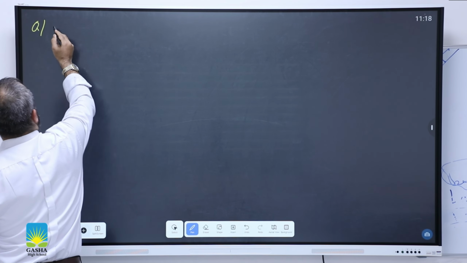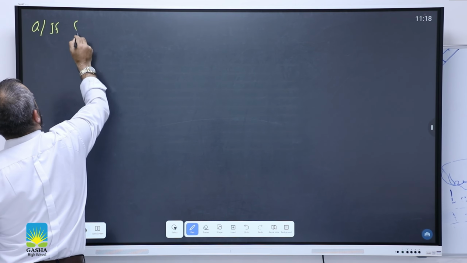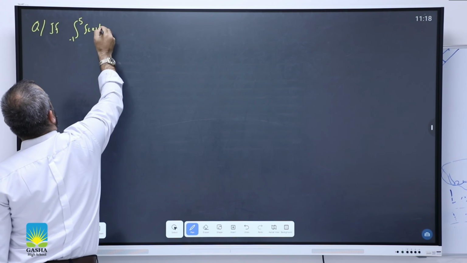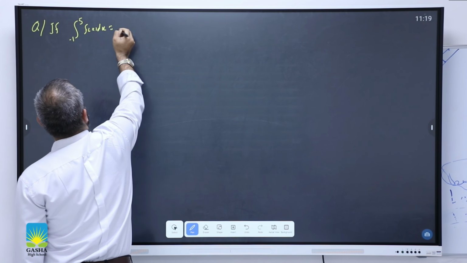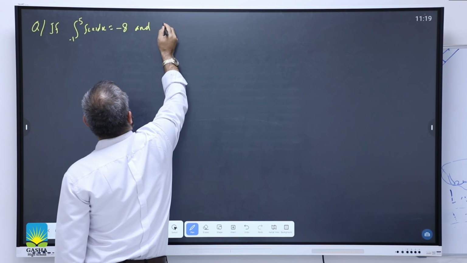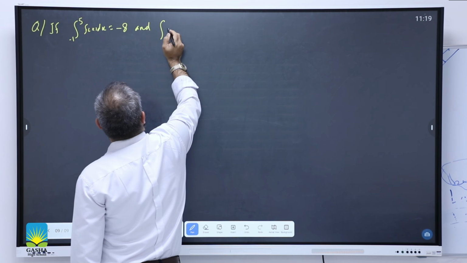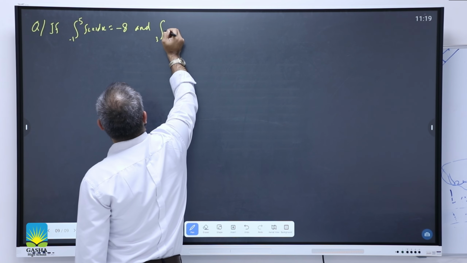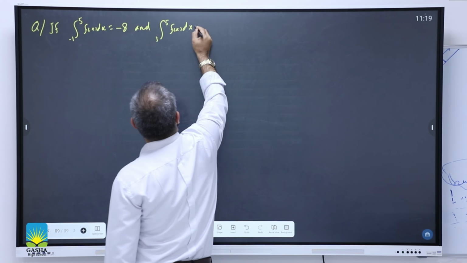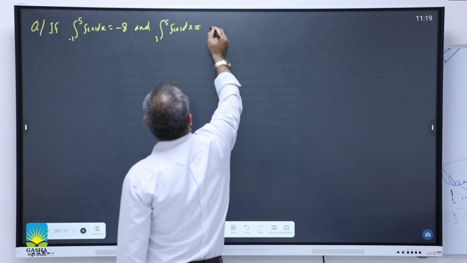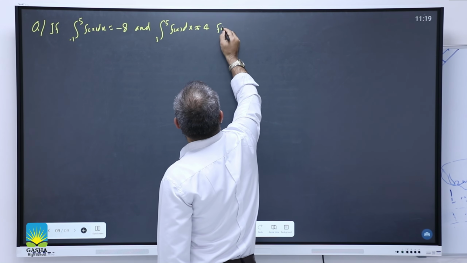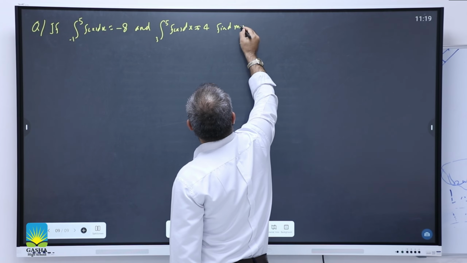Example question: if the integral from -1 to 5 of f of x dx equals -8 and the integral from 3 to 5 of f of x dx equals 4, find the mean value.